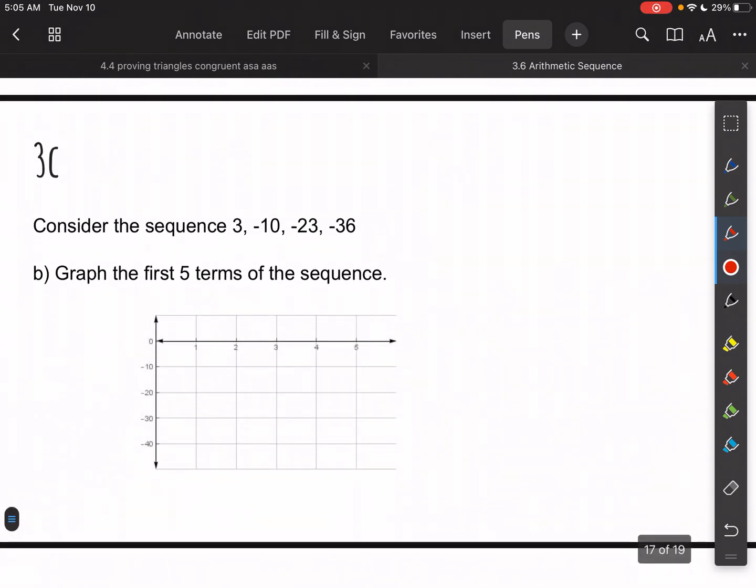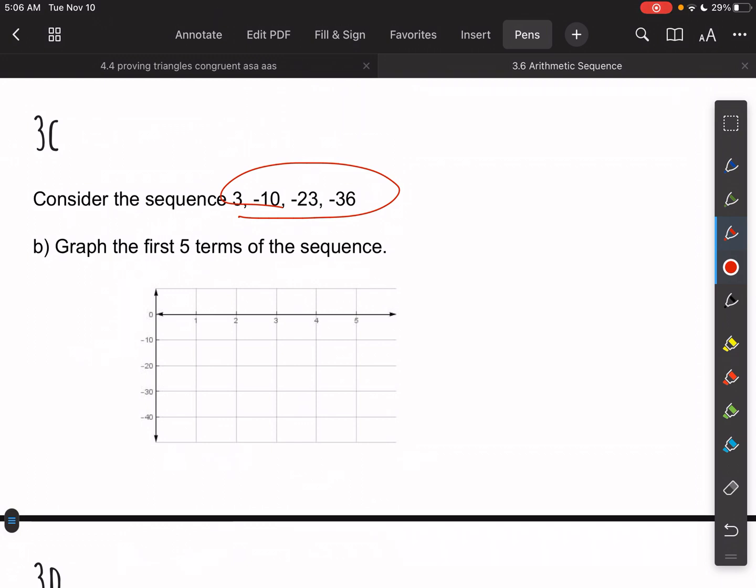Let's go to 3c. Just consider the sequence 3, negative 10, negative 23, negative 36, the one that we've been talking about. It says graph the first 5 terms of the sequence. So they just want us to graph this now. Let's take a look: the first term in the sequence is going to be 3. The x values are terms in the sequence. This is going by 10, so 3 is somewhere in here. And then the second term is negative 10, which is there. The third term is negative 23, which is there. And the fourth term is negative 36, which is there.